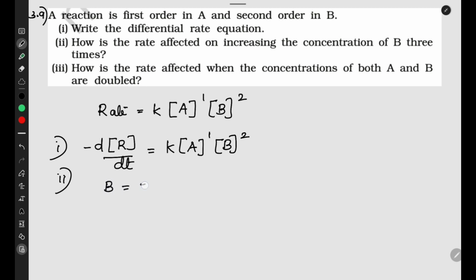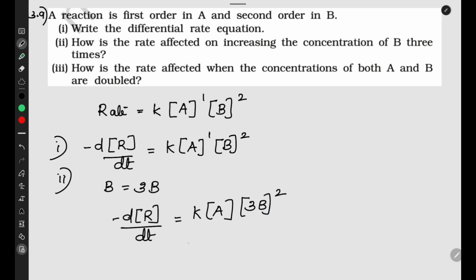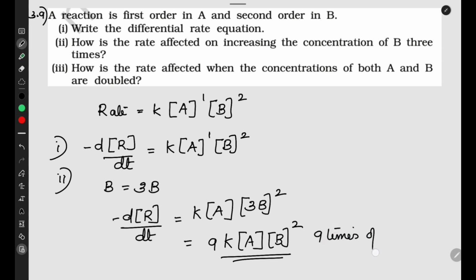How is the rate affected on increasing the concentration of B 3 times? So when B equal to 3B, minus dr by dt is equal to K into concentration of A into concentration of 3B square, that is equal to 9K concentration of A B square. That is, rate becomes 9 times of initial rate.